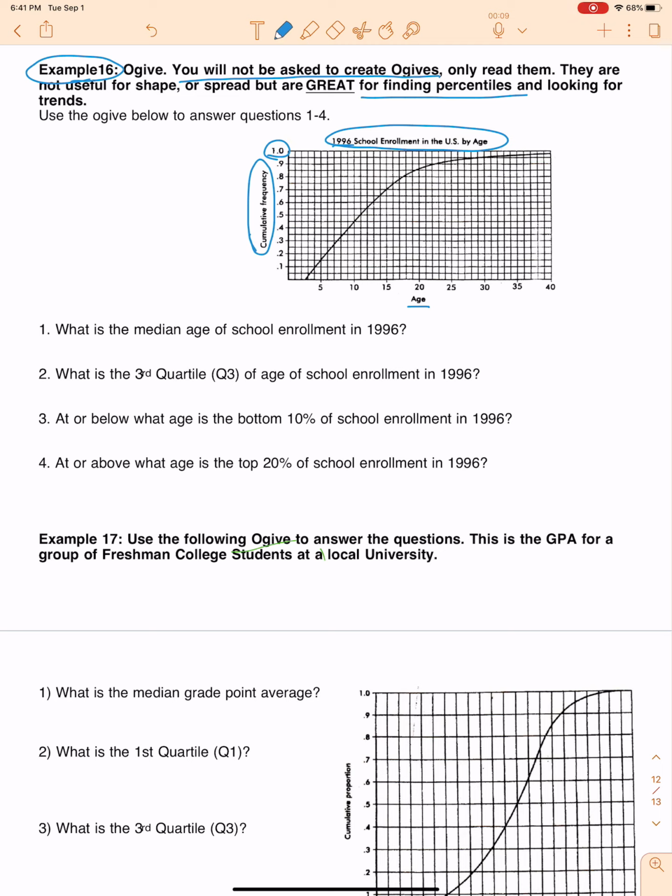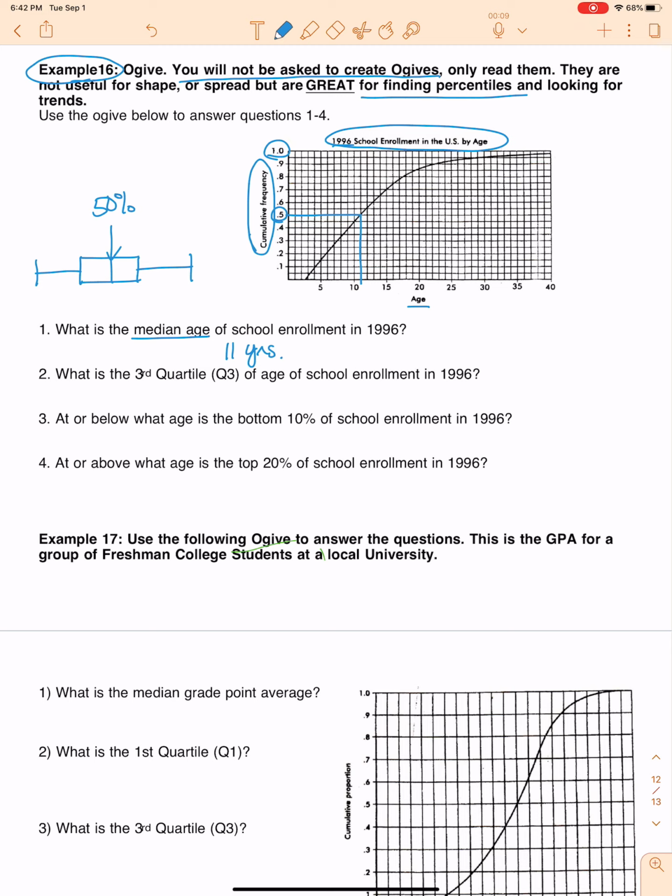So number 1, what is the median age? Well, think about what the median marks in the box plot. The median is that 50% mark, right? So we're looking at this 0.5 right here. So how are we going to read this? Well, we're going to find that 0.5 and we're going to make a mark all the way over to our graph. Once we get to our graph, we're just going to drop that down. Oh, look, age 11. Isn't that neat? I knew you'd love it. You're welcome.